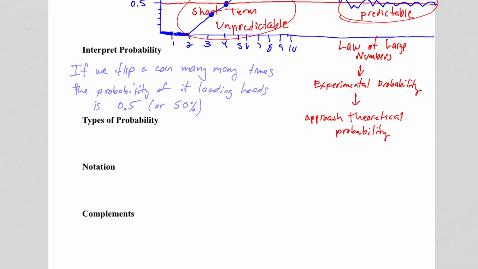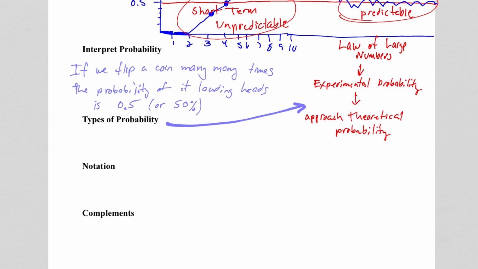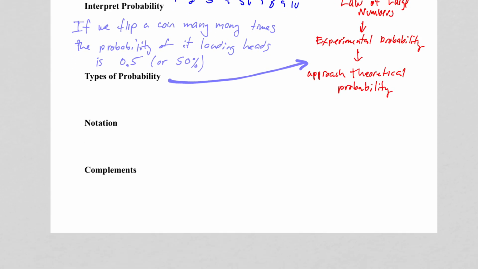Okay, so types of probability. I've already gone into experimental probability and theoretical probability. Now, our notation when we're dealing with probability, we generally write capital P for probability, and then the event. So in this case, it's heads. And you would write your probability.